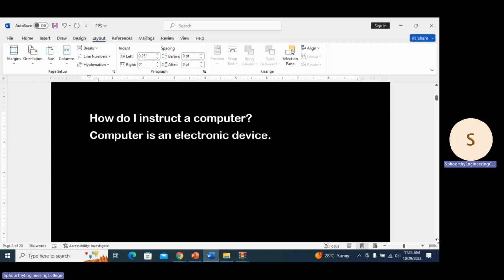An electronic device can sense only two things. It can't understand any language. Computer is an electronic device. It's a device. It's not a human being, right? So it can't understand any language, but it can only sense two things. Computer is an electronic device and it can sense only two things. What are they? Presence of voltage.